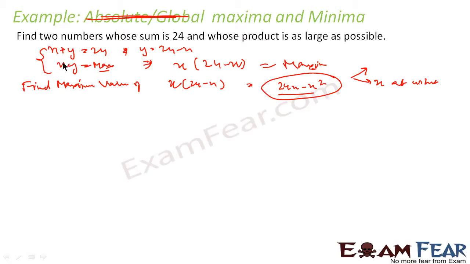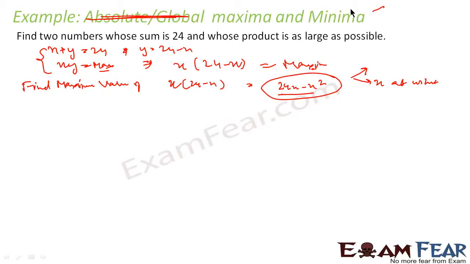I just rephrased this question in mathematical terms. X plus y is 24, xy is equal to max. So I wrote x into 24 minus x is equal to max. That means I have to find the value of x such that this function is maximum. Correct? And this kind of question we have done. We have to find the value of x for which the function is maximum.